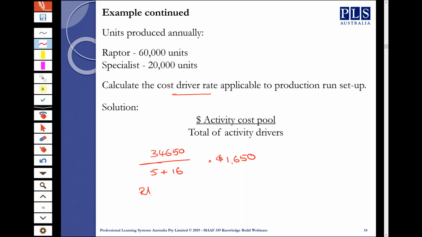If we wanted to turn it into a per unit rate for the Raptor, what we do is that the Raptor does 5 setups by the 1650, divide through by the 60,000 units, which gets us a rate coming through at 0.1375. So that would be the amount that we would apply when we're calculating cost for the Raptor on a per unit basis. So just make sure as you're working through here, you're taking the time, engage with the formulas, know how to pull the detail together.